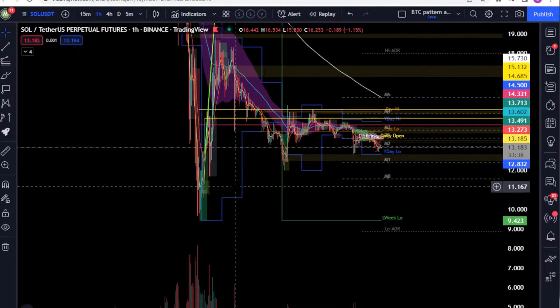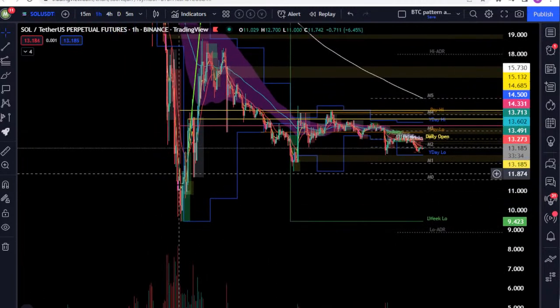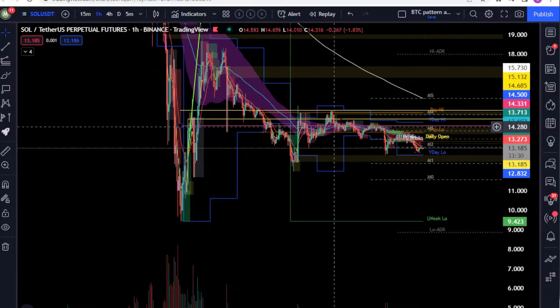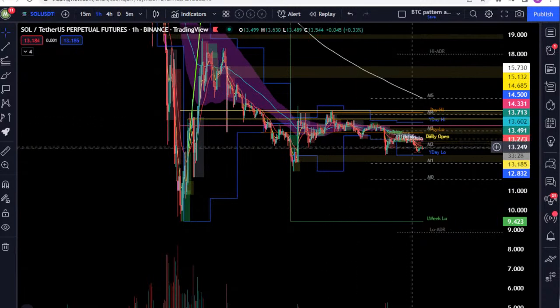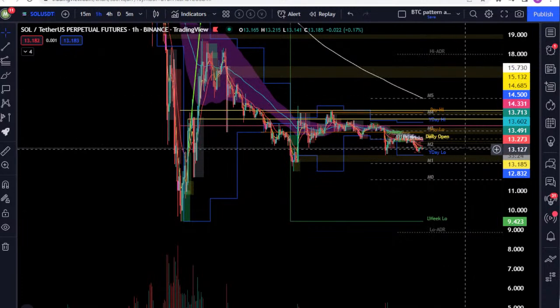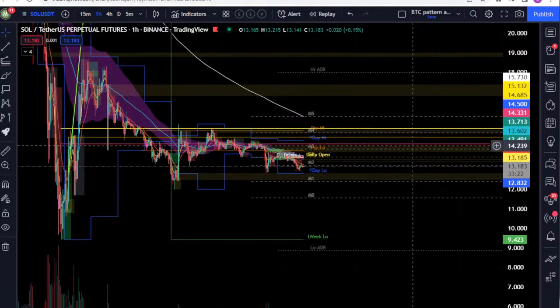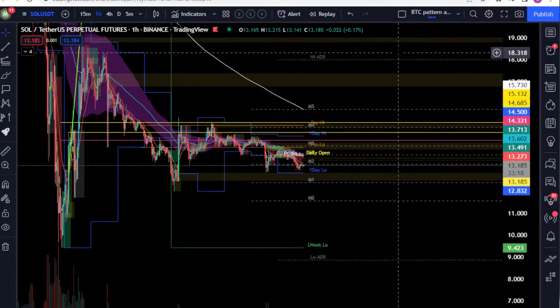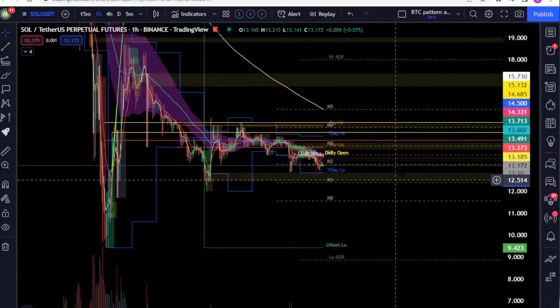This reminds me of the June level. We went to the low, pumped up, came down, ranged a bit on Bitcoin, made a new high, 25k, came down, made a lower high. So we might be doing that with Solana. It's highly possible. This high was at 18.263.